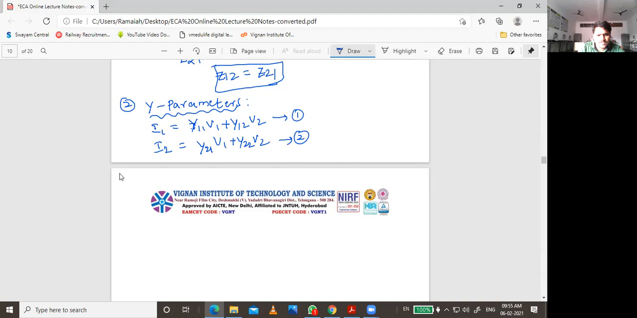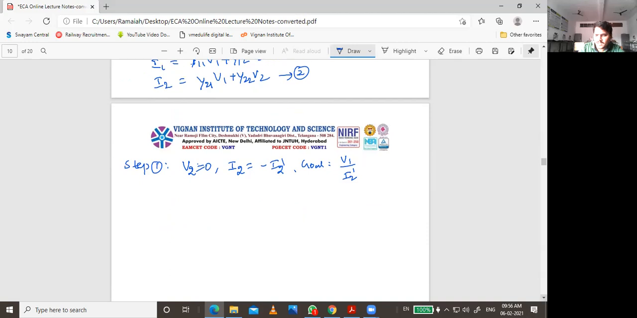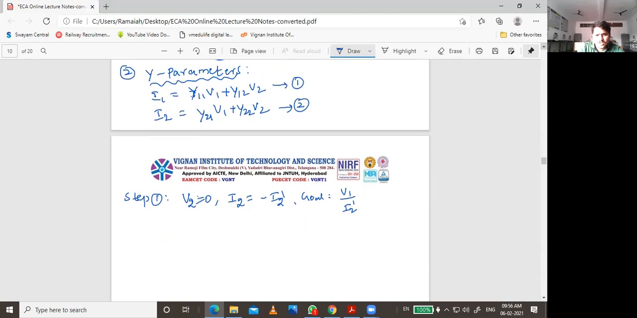Now, what is the first step? Step 1 is V2 equal to 0 and I2 equal to minus I2 dash. Now we have to find V1 by I2 dash. You have to remember this goal is to find V1 by I2 dash, because we are short circuiting port 2. Now find that from the equation.